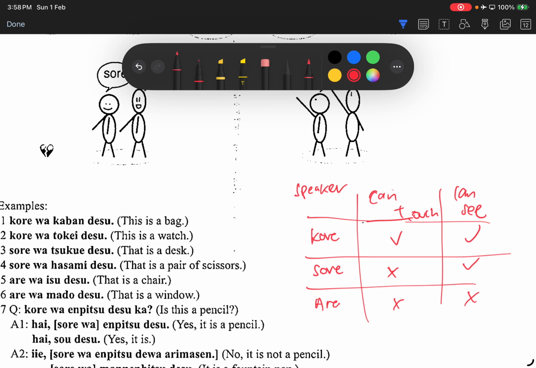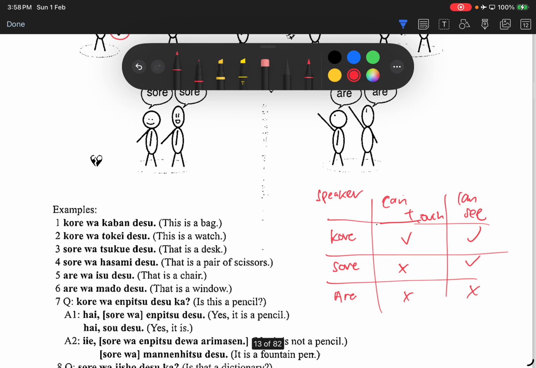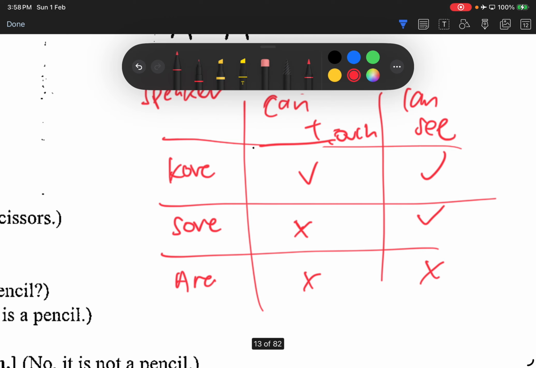This is my own judgment. Different textbook, different person have different judgment. So for example, to them, kore is like, oh, kore, here. Sore is like, oh, that one is sore already, like this green pencil is sore already. Then are can be, wow, where that one is, that one are already. So different people have different judgments on the distance. For me, my judgment is very simple. I can see, can touch, I will just say kore. I cannot touch, I can see, physically see, I will say sore.